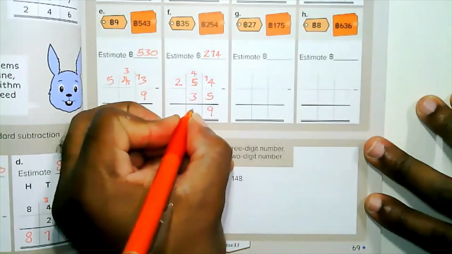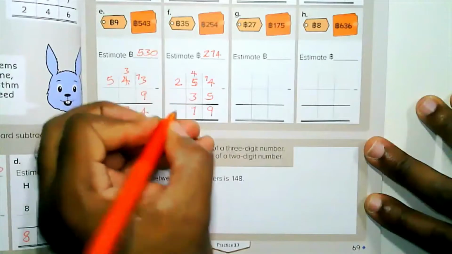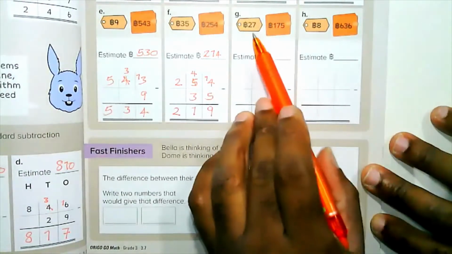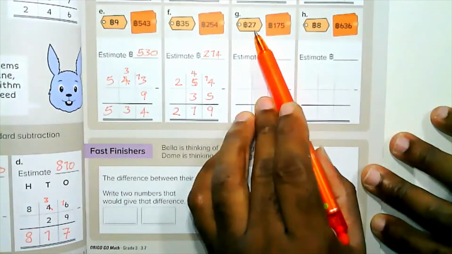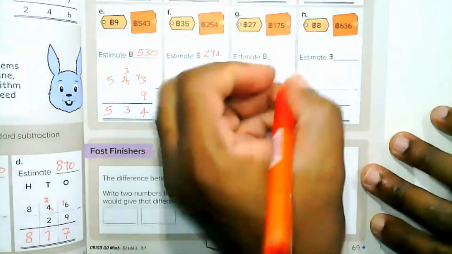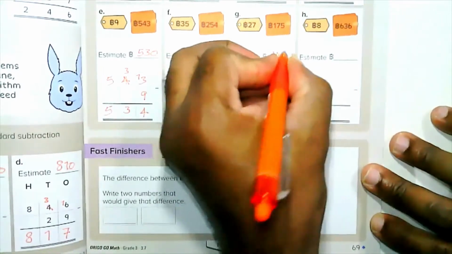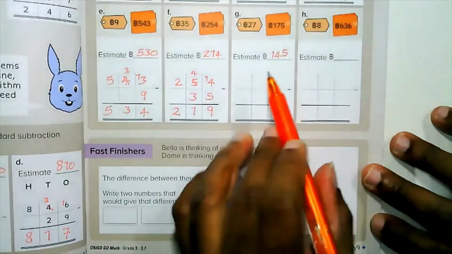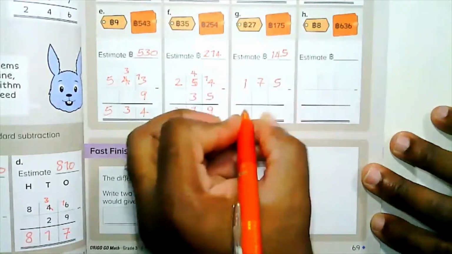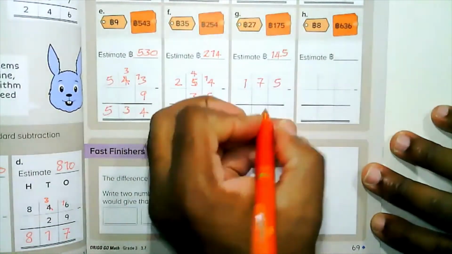4 minus 3 will remain 1 and 2. We're very close. Now round this up to 30. Then subtract 33 tenths from this will be 145. So let's see the exact amount.